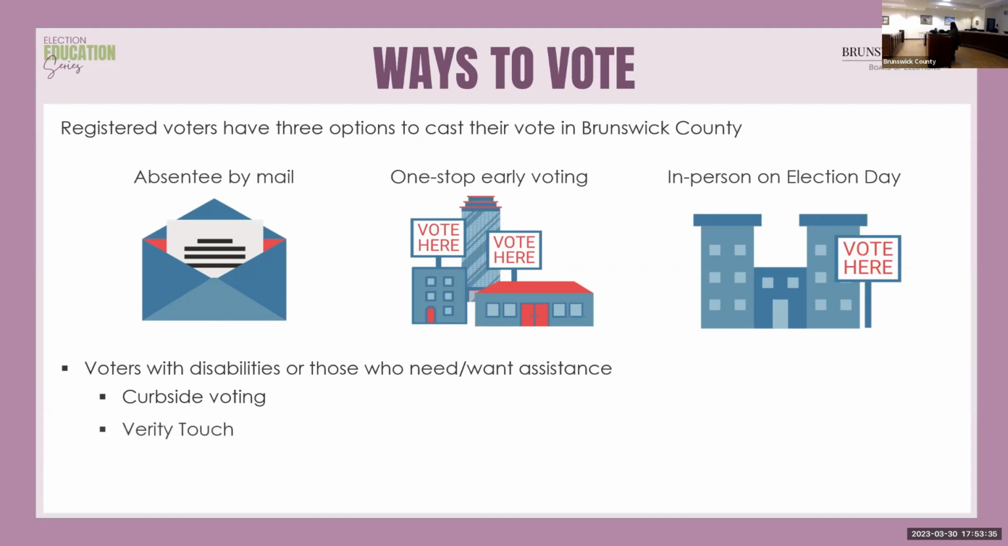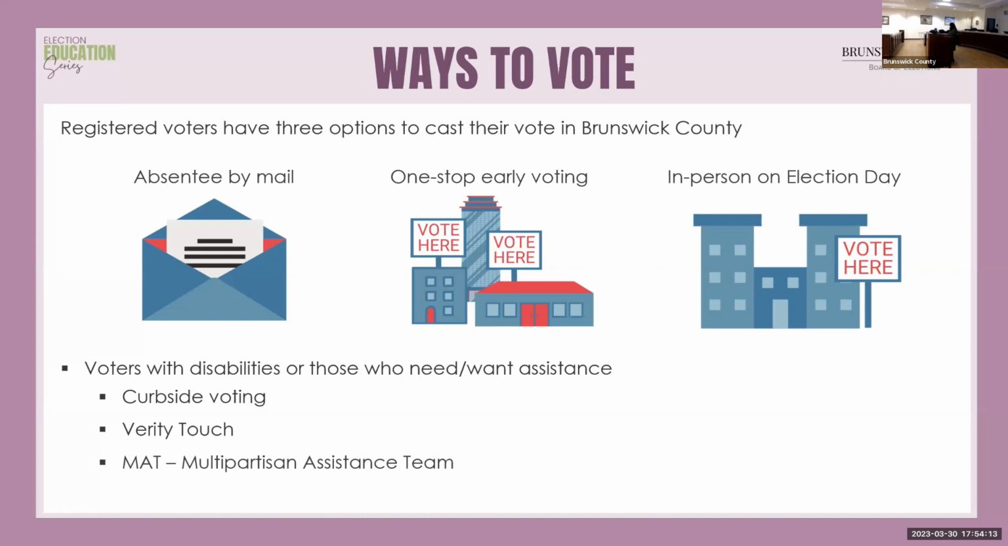Each polling location also has a Verity Touch, or we also call it an ADA machine, to assist blind or visually impaired voters. It's also a great tool for voters who struggle with completely filling in the boxes on the ballot. The voter will use a touch screen or a ballot marking device to complete their ballot, and it's then printed with their choices already marked on the ballot, and then they can take that ballot over and insert it into the tabulator.